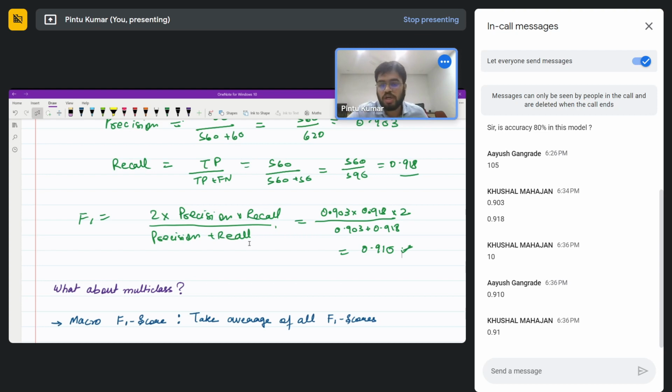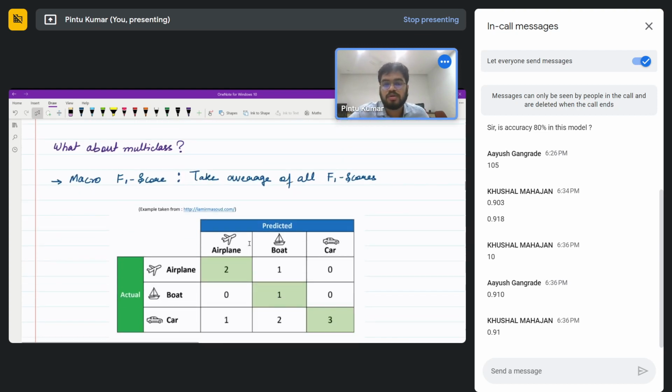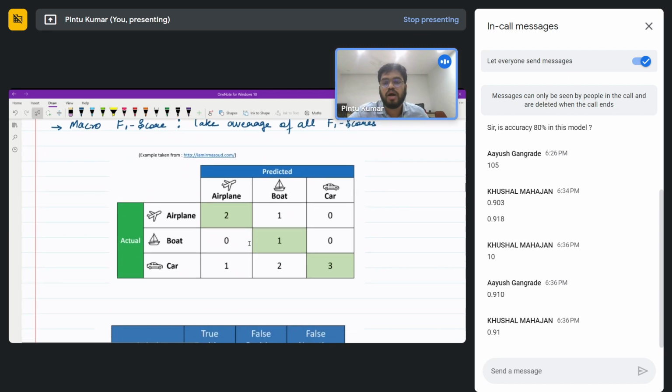So what about... Here I have taken this example from a website called iamirsood.com. You have three classes: first is aeroplane, second is boat, third is car. Along every row you have the predicted value, and along the column you have the actual label. Again, this is just notation he has flipped compared to what we were using.